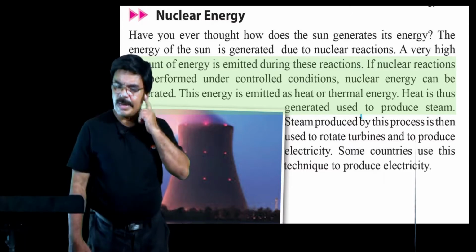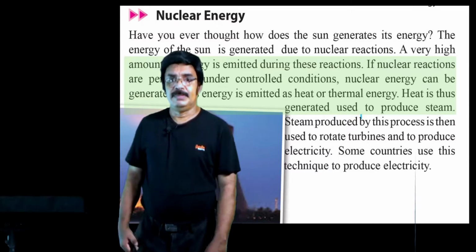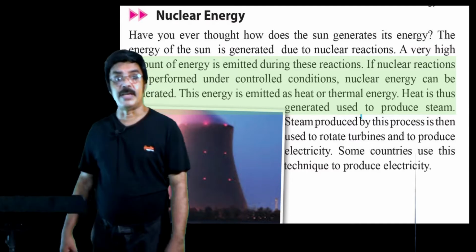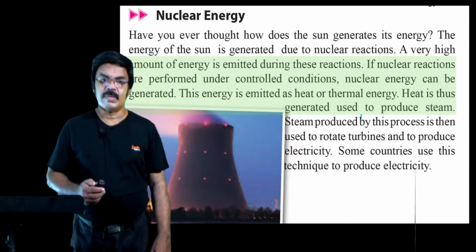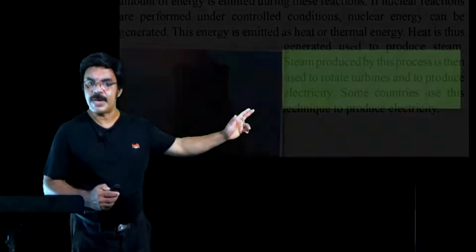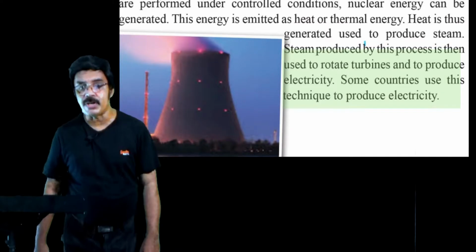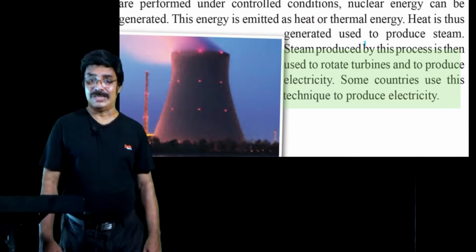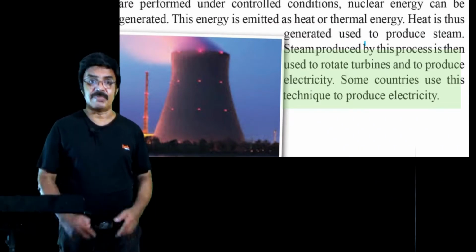So basically South California and some other places use this atomic energy. Mostly in America they do that. Here, steam produced by this process is then used to rotate turbines and produce electricity. Some countries use this technique to produce electricity, just like America. Yeah, that is what we have to talk about now.